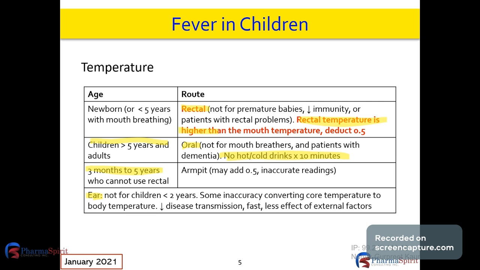It measures the core body temperature and then converts the core body temperature into body temperature. And sometimes there's some inaccuracy in the device converting the core temperature to body temperature.